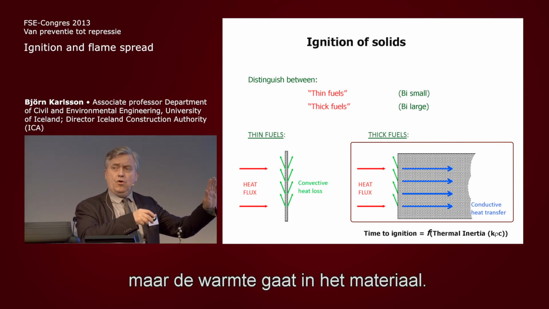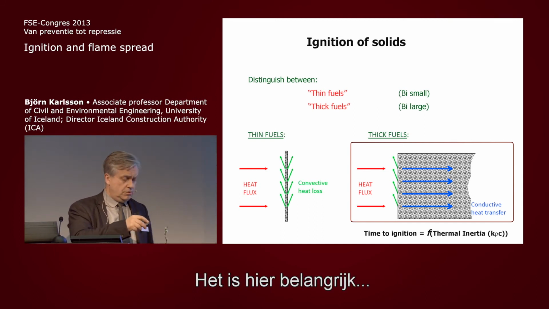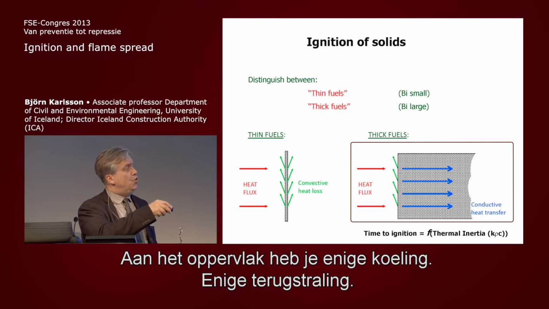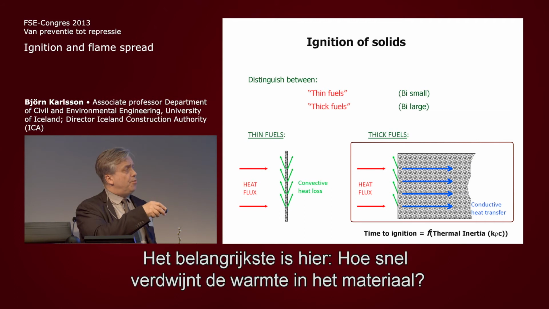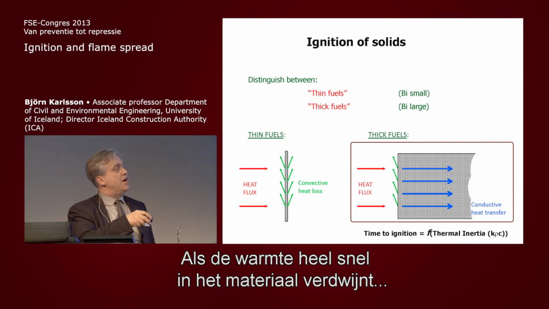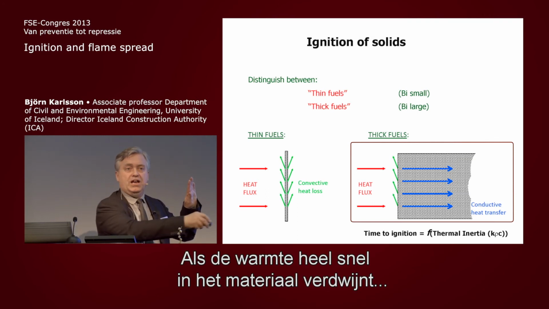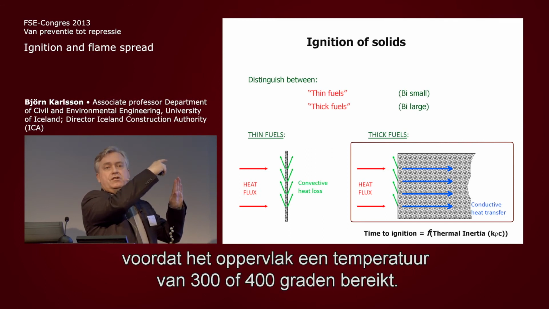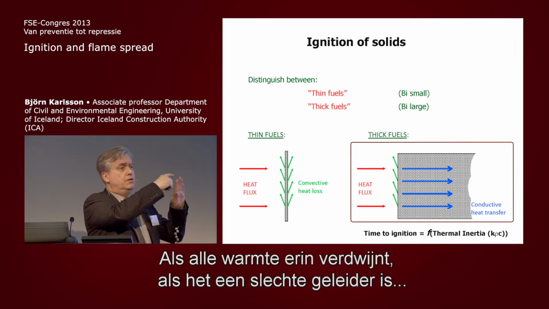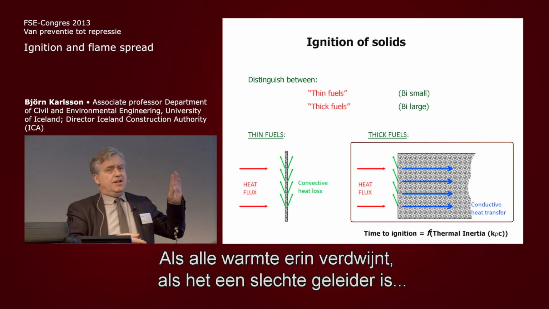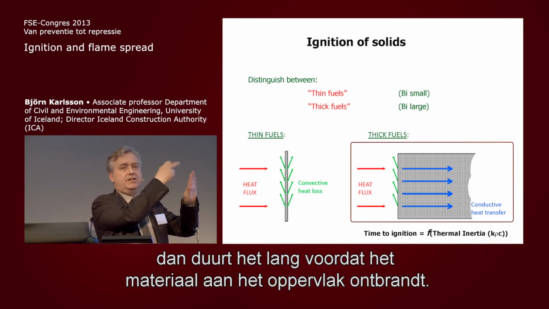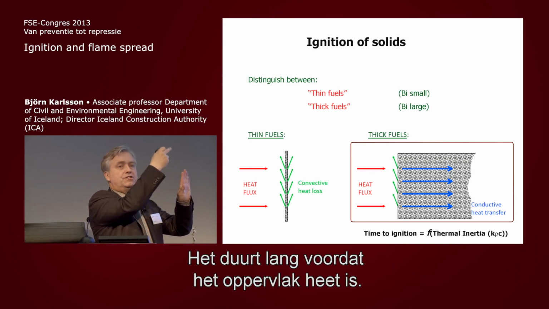Now, if we have a look at thick fuels, then we send the heat flux in here, but the heat will go into the material. So what's important here is to check how quickly the heat will go in. There will be some cooling at the surface, some re-radiation and so on, but the main point is how quickly the heat will disappear in. If the heat disappears very quickly, it's going to take a long time for the surface to get up to 300 or 400 degrees, which is needed for ignition. So if all the heat disappears in, if it's a bad conductor, so to speak, then it'll take a long time to ignite this material at the surface, because it takes a long time for the surface to heat up.